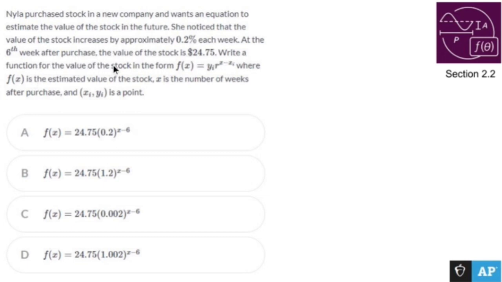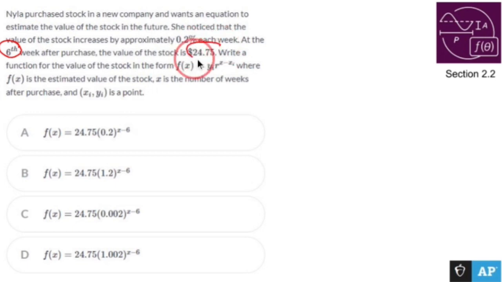Write a function in the form f of x equals y sub 1 times r to the x minus x sub 1, where f of x is an estimated value of the stock, x is the number of weeks after the purchase, and (x sub 1, y sub 1) is a point. All right, so you would be a point. Sixth week, well, hold on. What does it want week to be? X. So yeah, you would be a point.